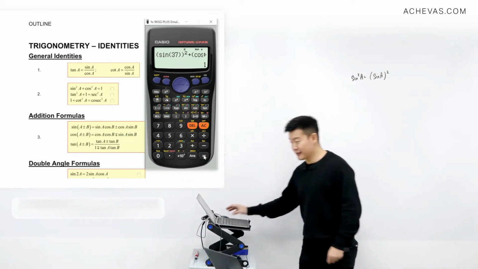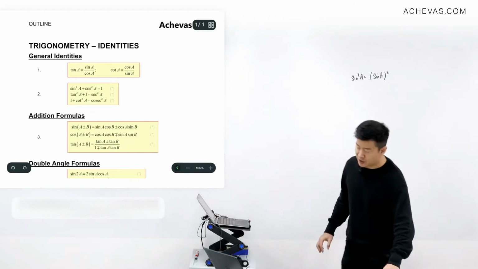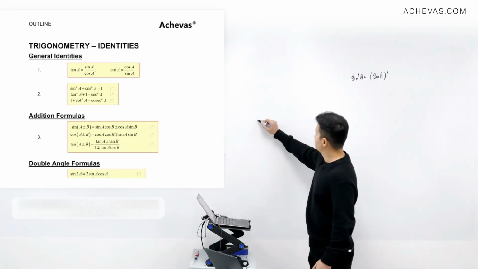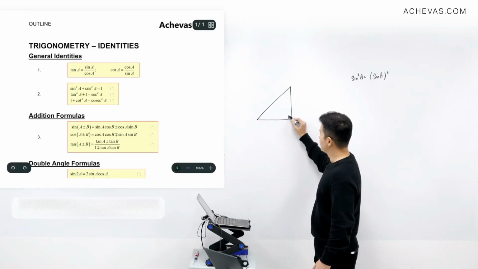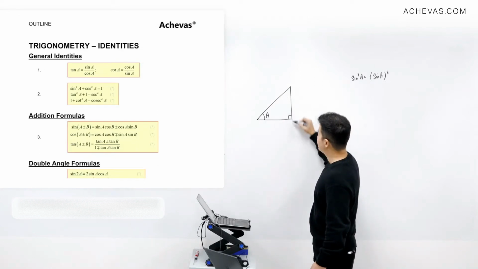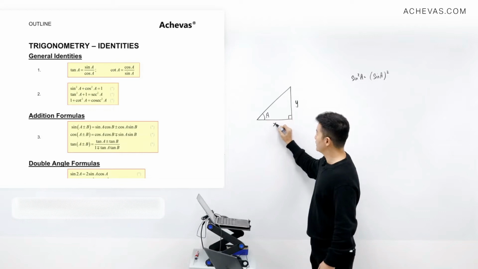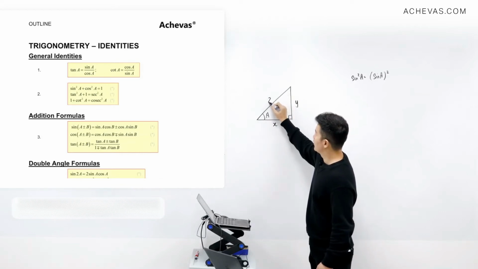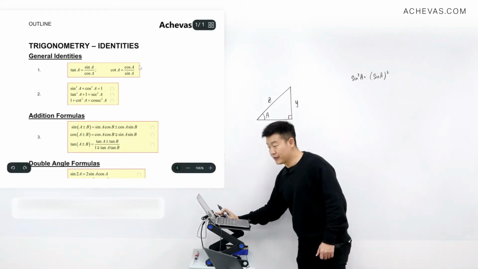We can also prove this identity. Let me show you how I can do that algebraically. I'm going to make use of a right-angled triangle. On the right-angled triangle, this is 90 degrees. I'm going to call this angle here A. This length here, I'm going to call Y. This length, X. And this length here, let's call Z. Let's try to prove this first. Then after that, I'm going to try to prove this.